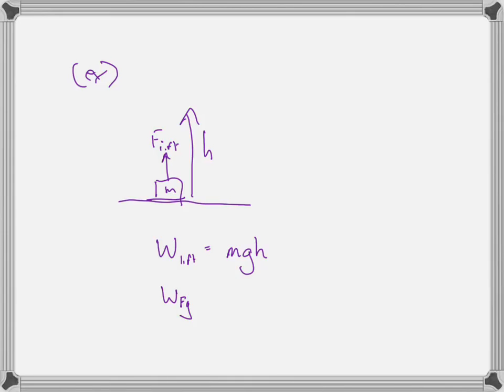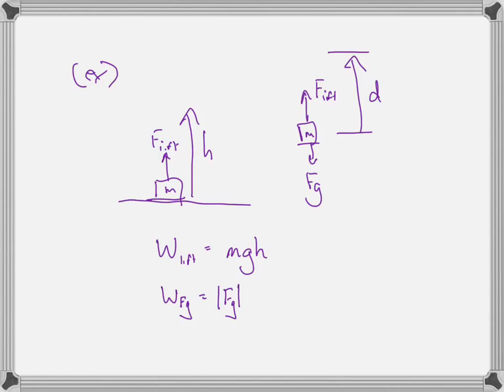Careful. Let's draw a free body diagram. The free body diagram of the object as I lift it has F lift in the upwards direction. It has F gravitational in the downwards direction. And my displacement is in the upward direction. So that's not part of my free body diagram, but in order to calculate work, I've got to know my displacement direction. So the work done by gravity is the magnitude of the gravitational force times the magnitude of the displacement times the cosine of the angle between them.